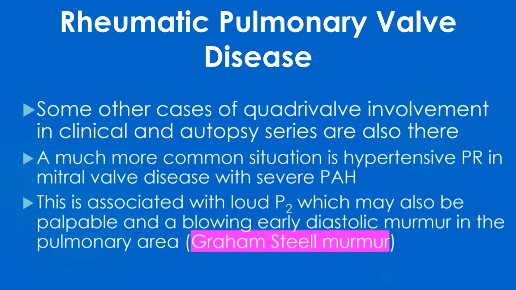A much more common situation is hypertensive pulmonary regurgitation in mitral valve disease with severe pulmonary hypertension. This is associated with a loud pulmonary component of the second heart sound, which may also be palpable, and a blowing early diastolic murmur in the pulmonary area known as Graham Steell murmur.